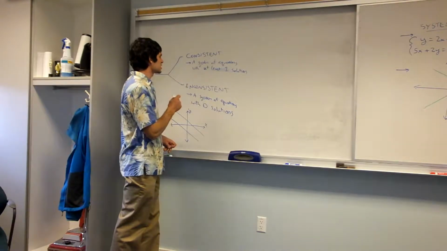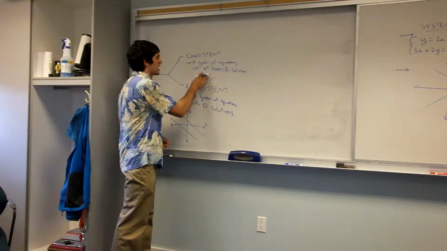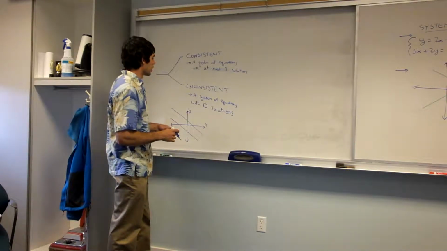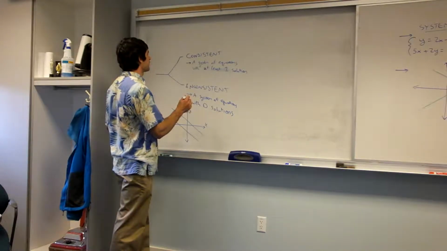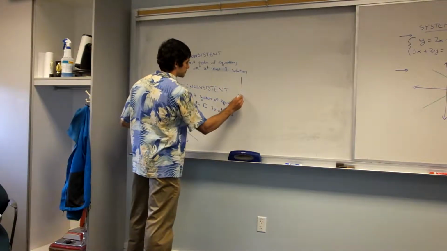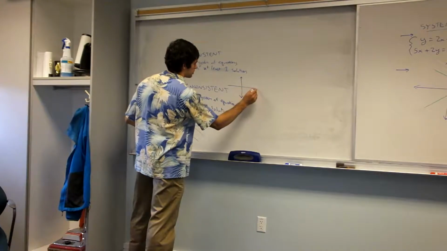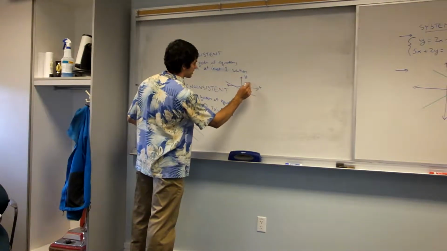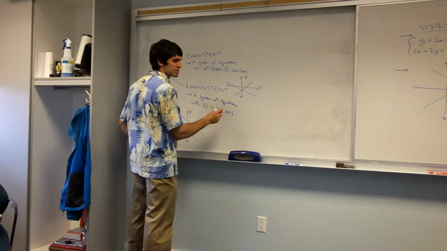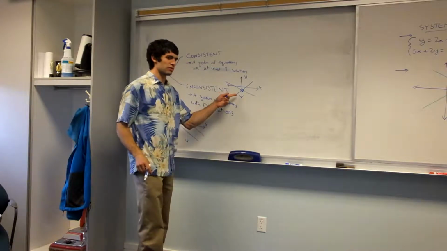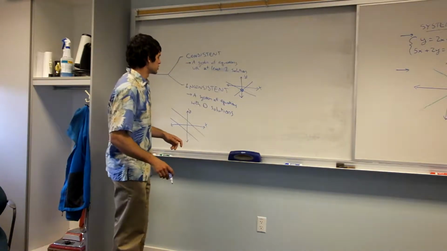A consistent system of equations, as we went over, is a system of equations with at least one solution. An example of that graphically could be something like this, a line that goes like this and a line that goes like that, because you see it has at least one solution, and this particular one has exactly one solution, which is right there.